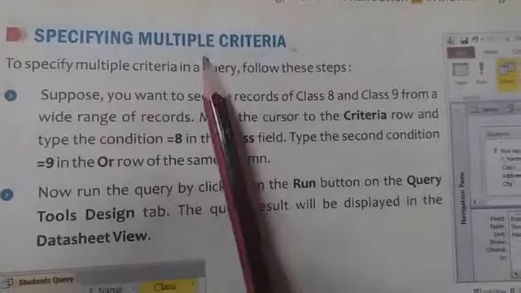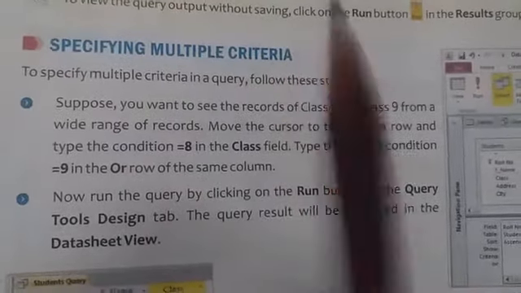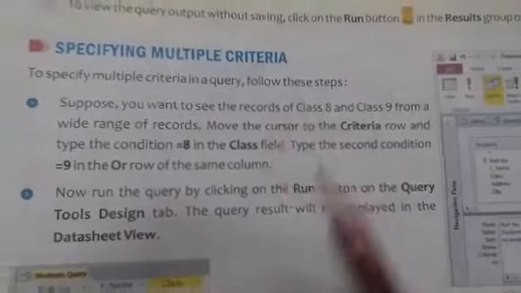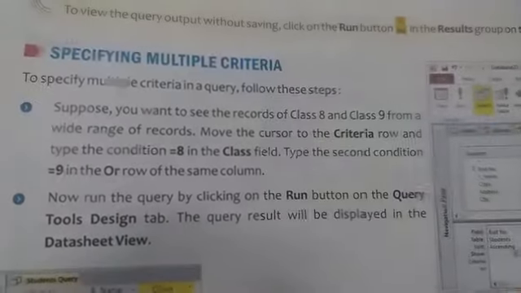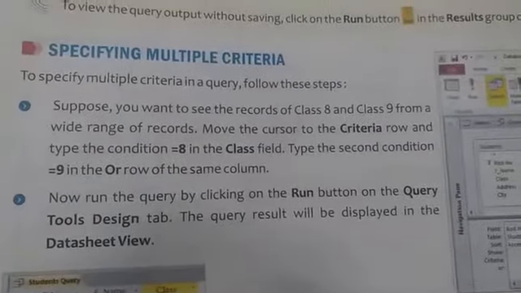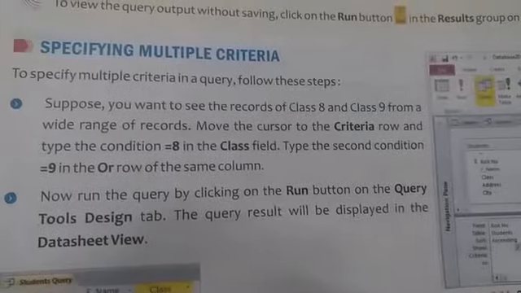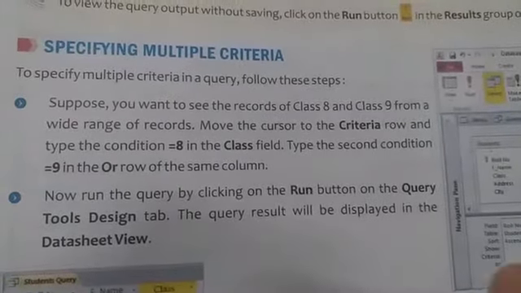So the last topic of this chapter is specifying multiple criteria. How you can specify the multiple criteria. For example, you want to find information of one table also and some information from the other table also. So you have to use multiple criteria.